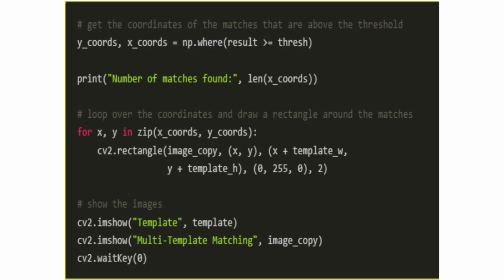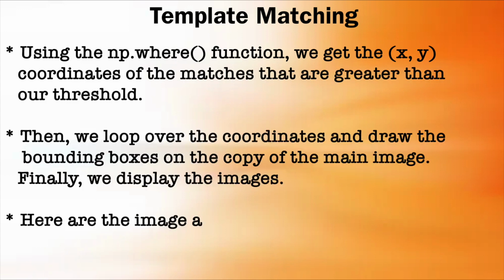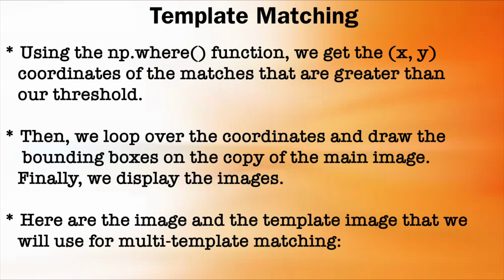Here in the code, we have to define the x and y coordinates for finding the different templates with your coordinates. If you have multiple templates, you have to convert the image into grayscale level 0 to 255, and you have to define each and every template's height and width. Using the np.where function, we get the xy coordinates of the matches that are greater than our threshold. Then we loop over the coordinates and draw the bounding boxes on a copy of the main image. Finally, we display the image.